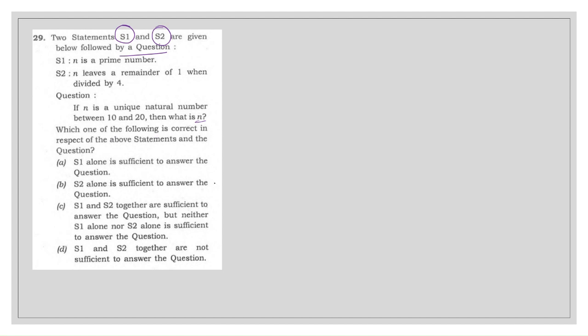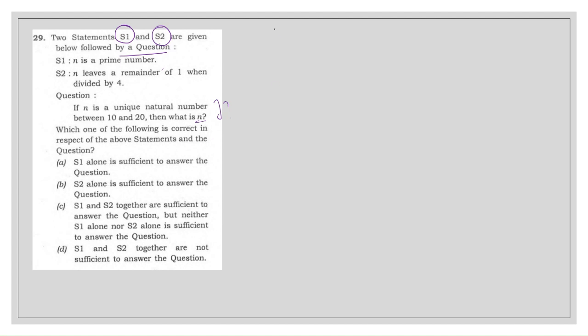And the question says which one of the following is correct in respect of the above statements and the question. So which means on the basis of these two statements, which of these is sufficient, they are asking to answer this particular question, or whether both of them are sufficient. They are asking this in this particular question.